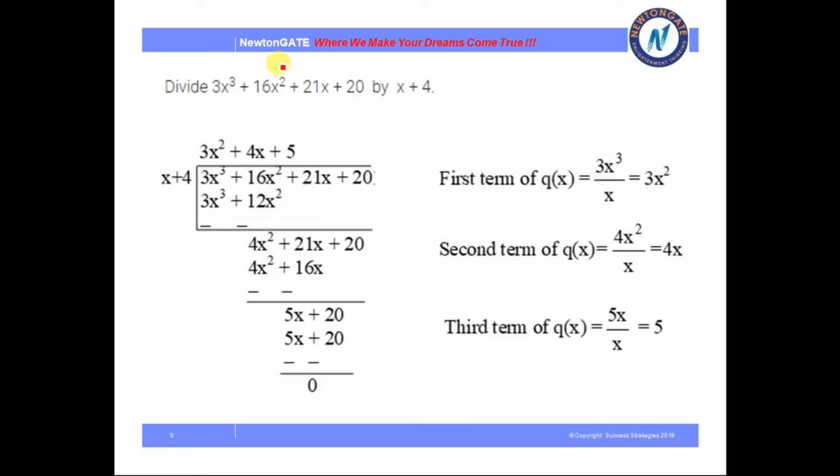Next is the long division factorization method. By the factor theorem and also by the remainder theorem, we can find out just a single factor of a given polynomial. So here we have a polynomial 3x cube plus 16x square plus 21x plus 20, and they have asked us to divide it by x plus 4. If this division holds true, then we can say that x plus 4 is a factor. But this polynomial will also have more than just a single factor.